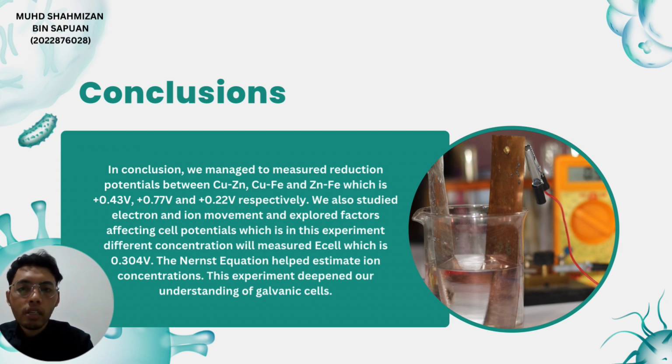We also studied electron and ion movement and explored factors affecting cell potential, which in this experiment is different concentration; we measured E cell as 0.304 volt. The Nernst equation helps estimate ion concentration. The experiment deepened our understanding of galvanic cells.